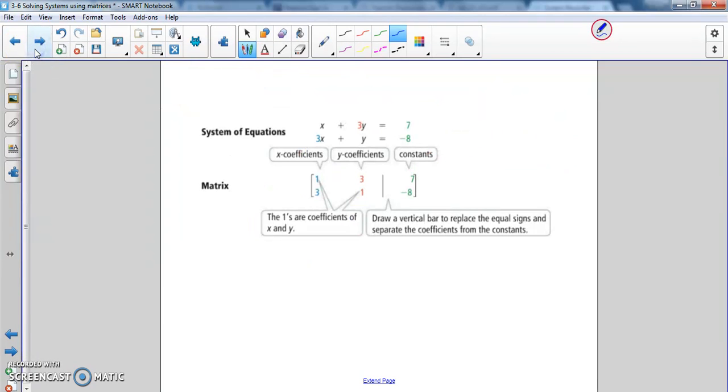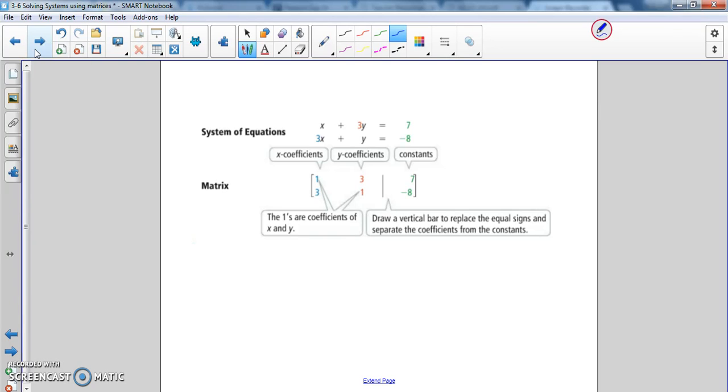You can represent a system of equations efficiently with a matrix. Each matrix row represents an equation. The last matrix column shows the constants to the right of the equal signs. Each of the other columns shows the coefficients of one of the variables.